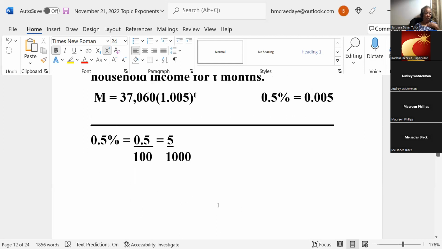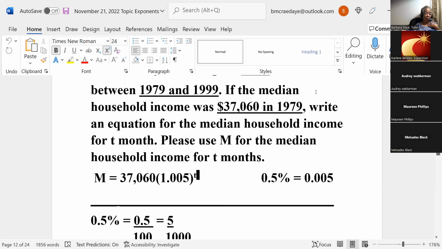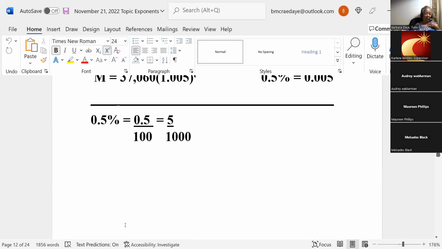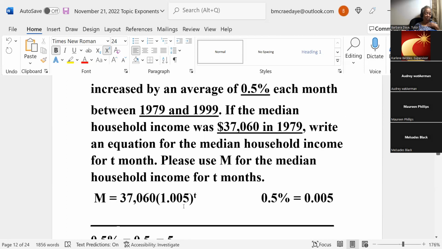But if you have to actually convert it to months, it would be 20 years times 12, or 240. So you could actually calculate it by putting in the 240 and getting 1.005 raised to the 240th power, multiplied by 37,060, and that would give you the median income for that number of months.